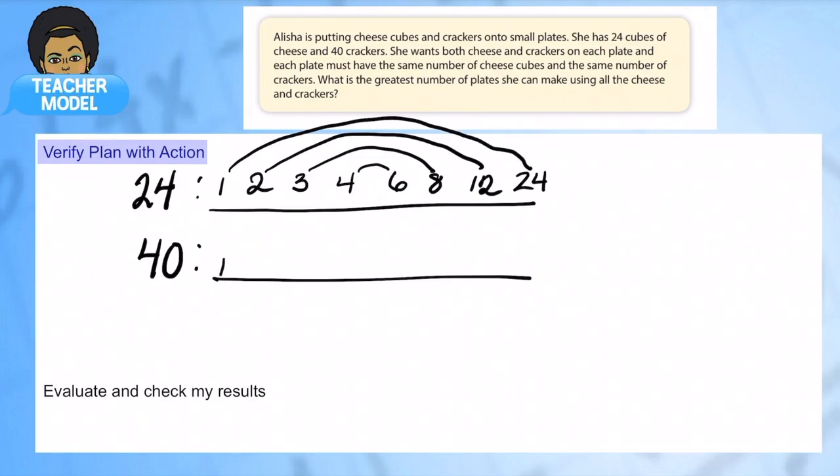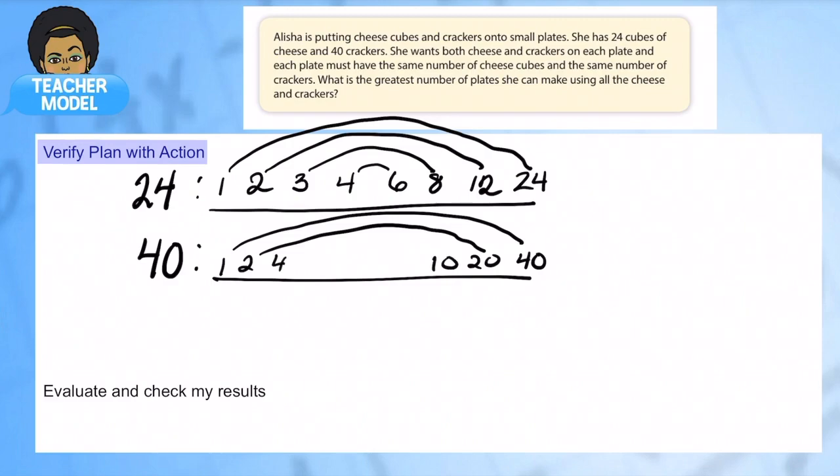We'll do the same with 40. 1 and 40. It's an even number, so I can use 2. 2 and 20. 3 does not work. 4 does work. 4 and 10 are factors. 5 and 8 are factors. So look at how my rainbow's getting smaller and smaller. That leaves only the number 6 and 7. And knowing my times table, 6 and 7 are not factors of 40.